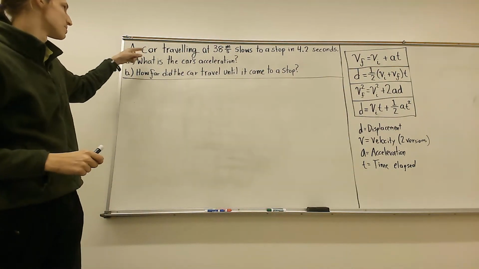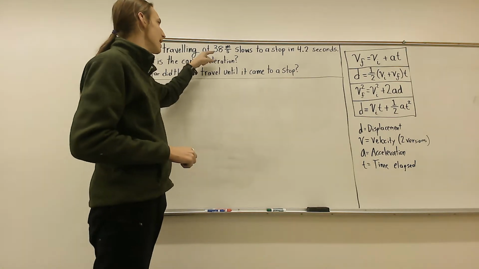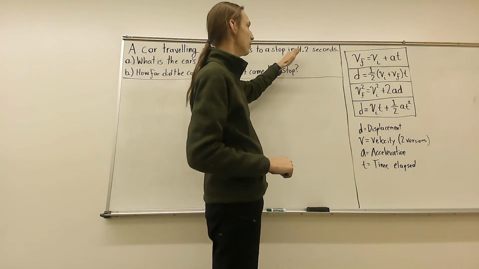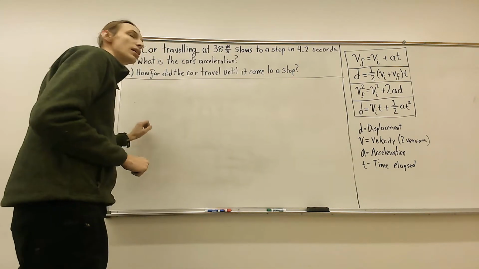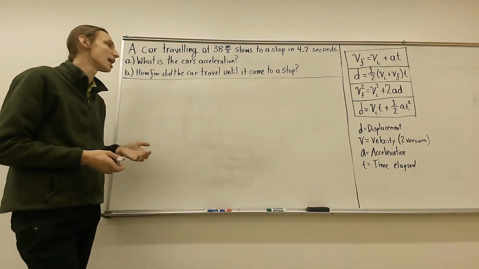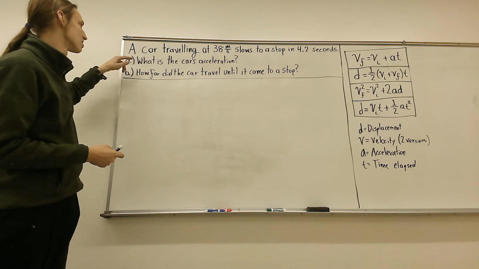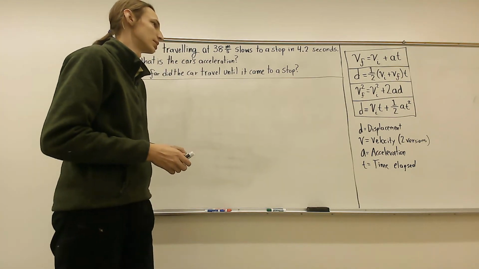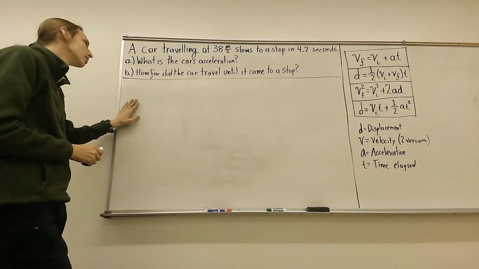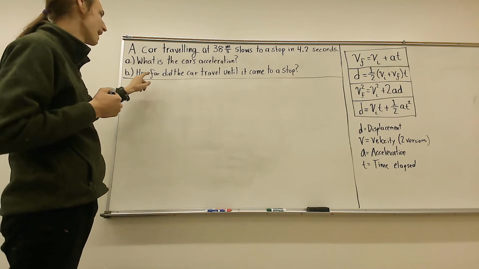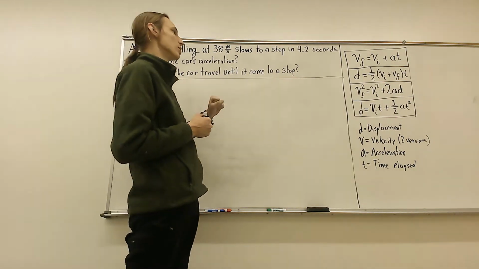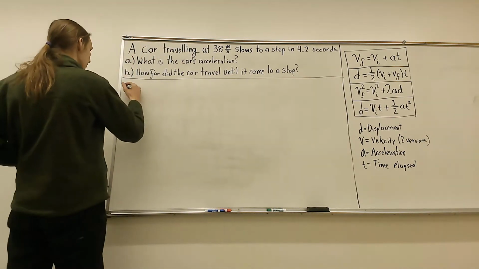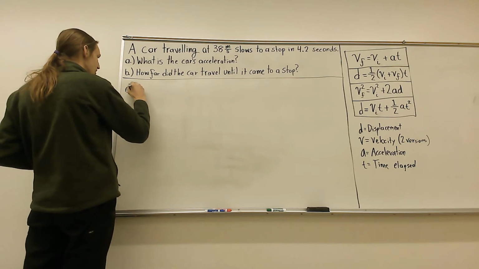The problem says a car traveling at 38 meters per second slows to a stop in 4.2 seconds. That is our basic information, and then they're asking us two questions. What is the car's acceleration? So during that time period, how much does the car slow down? And how far did the car travel until it came to a stop? So we're going to work on part A first.